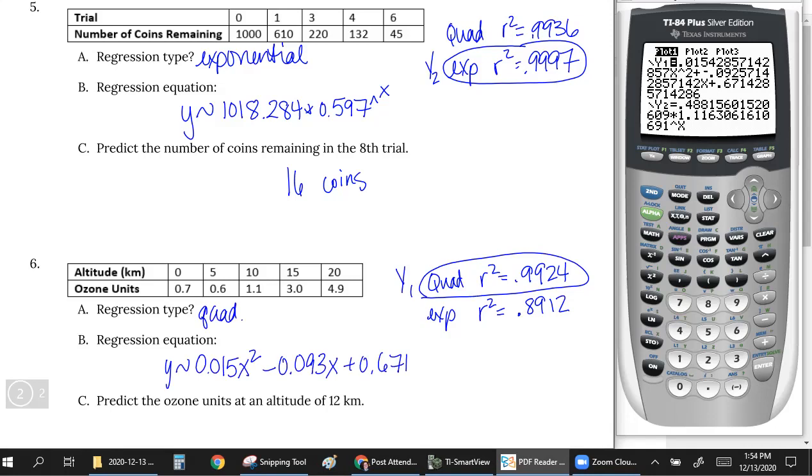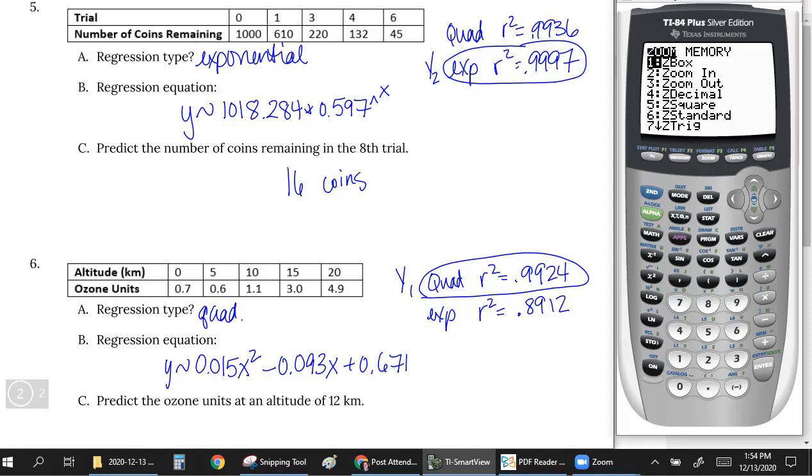Okay, let's take a look at this picture just to make sure that everything matched up okay. So again, do zoom 9 or zoom stat. And again, definitely looks like a parabola, and it matches up really well with the parabola that our calculator came up with.